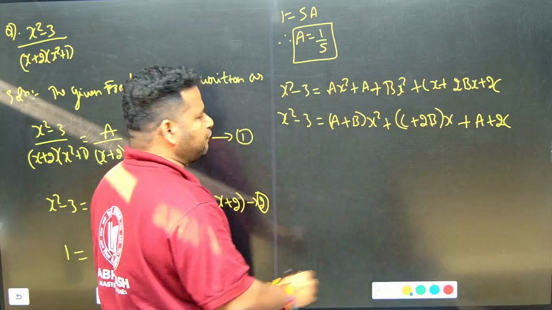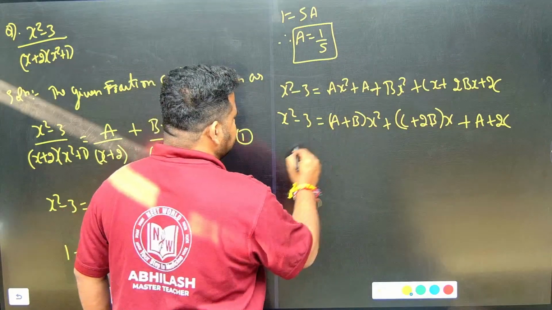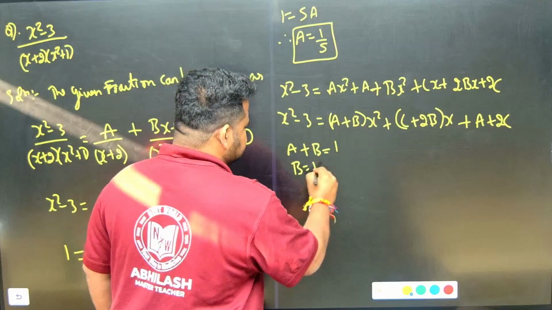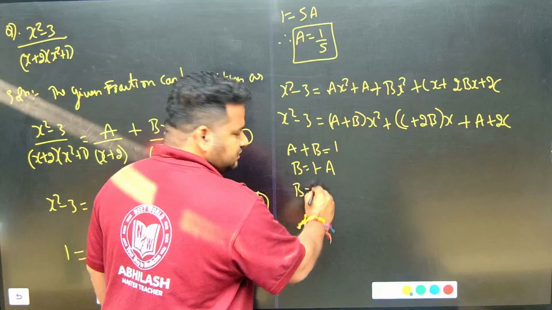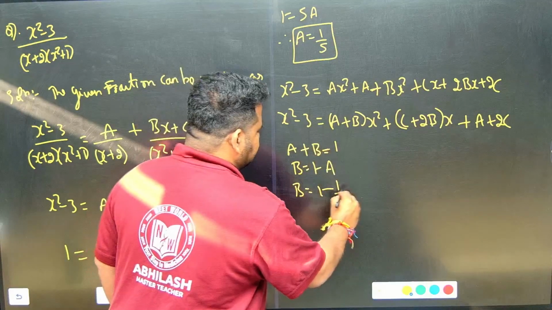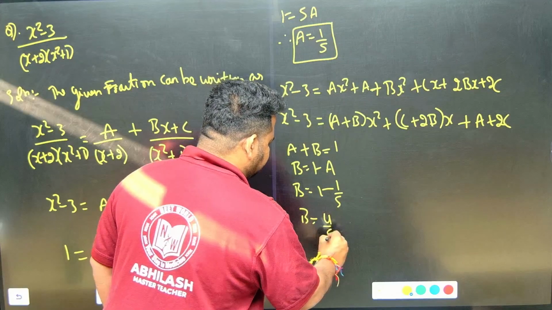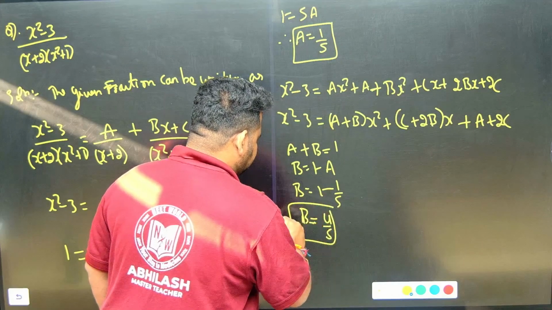On comparing coefficients, I get A + B = 1, that means B = 1 − A. The value of A is 1 by 5, so B is equal to (5 − 1) by 5, which is 4 by 5. Therefore, B will become 4 by 5.